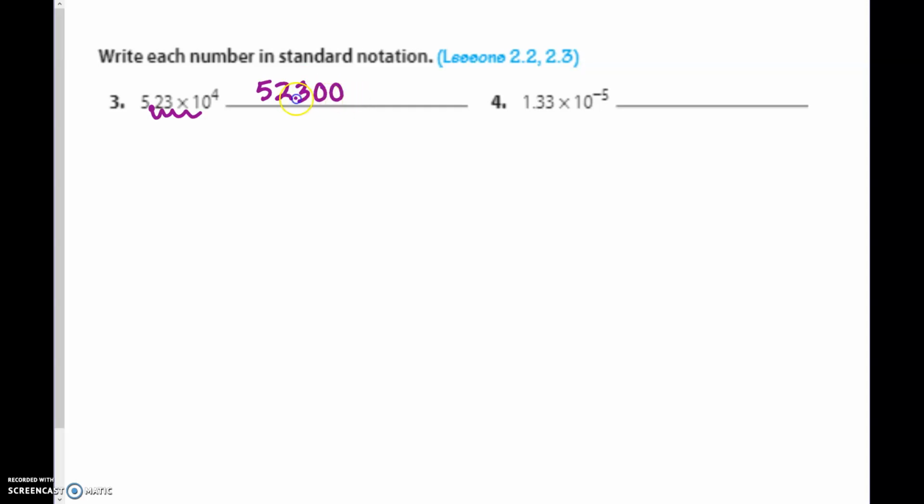So there's 1, 2, 3, 4, and I fill those in with the zeros. So move the decimal over. So we have 52,300. When we look at number 4, that exponent is a negative 5.